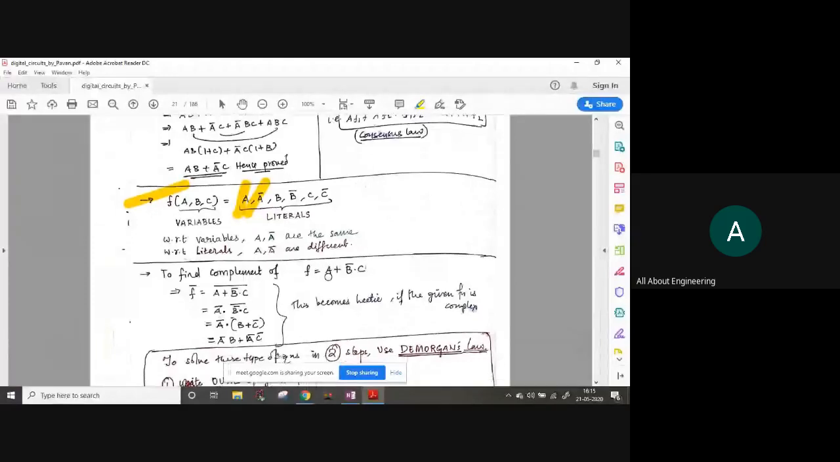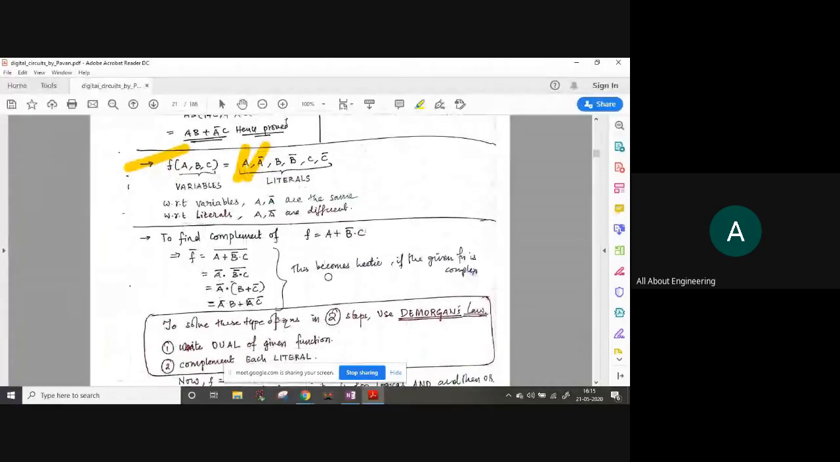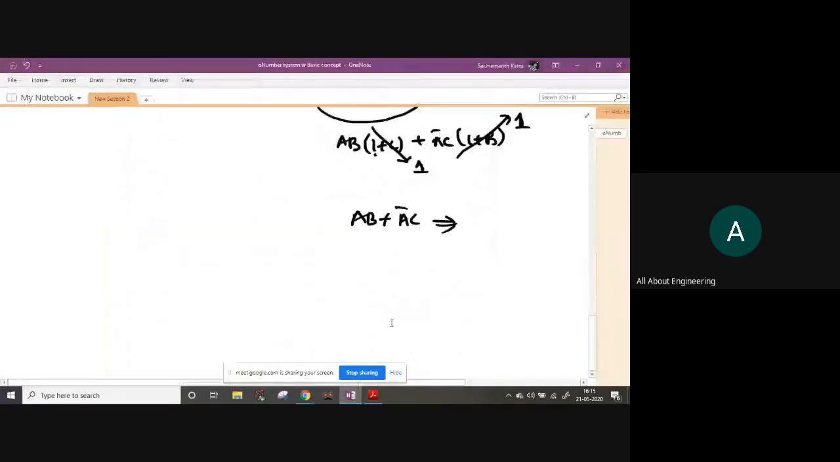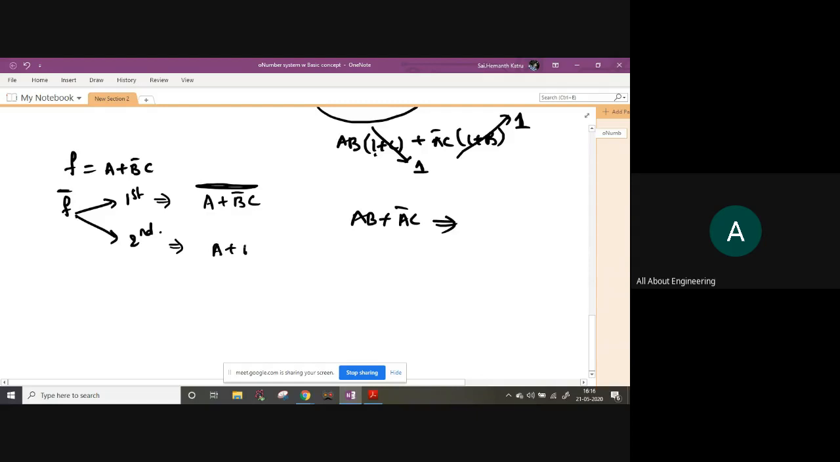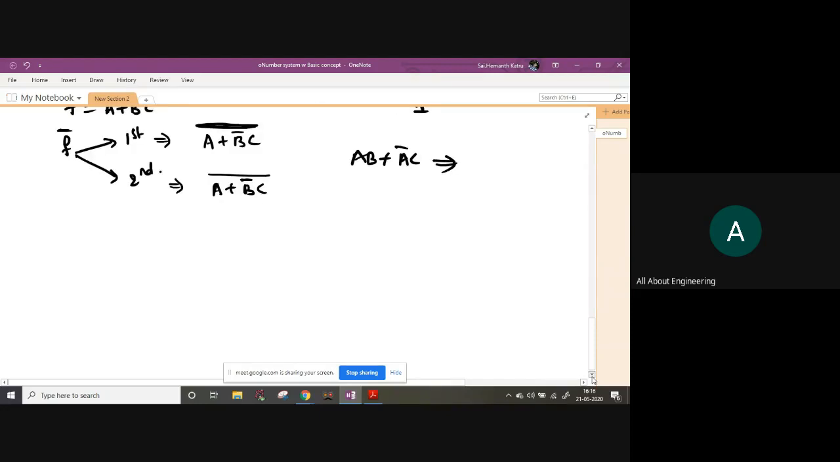Now one more thing is, I have given a function: A plus B bar C, A plus B bar C, A plus B bar C. Now I asked you to find the complement of this function. There are two methods to find the complement of this function, is what I intend to tell. What is the first method? It is directly doing it like this and using the formulas, using De Morgan's law. The second thing is again finding the same but in a different manner. So now you are going to see that in detail.